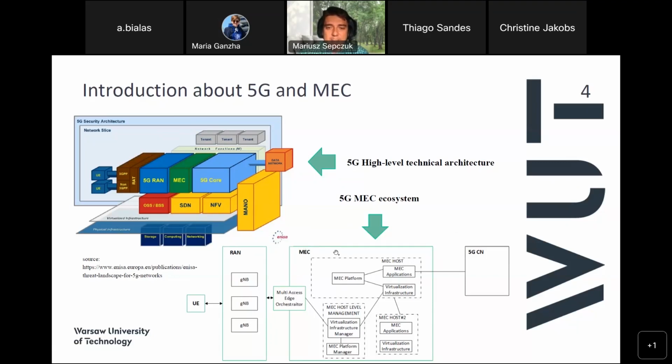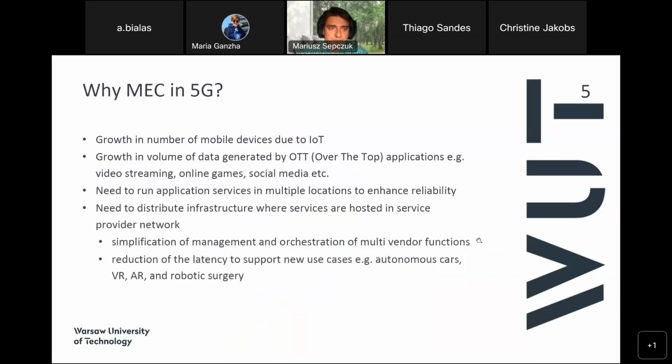Of course, MEC can consist of many MEC hosts with MEC applications. These hosts can communicate with each other, and additionally, for example, if an application still needs some additional network or computational resources, the MEC ecosystem is connected with 5G core networks.